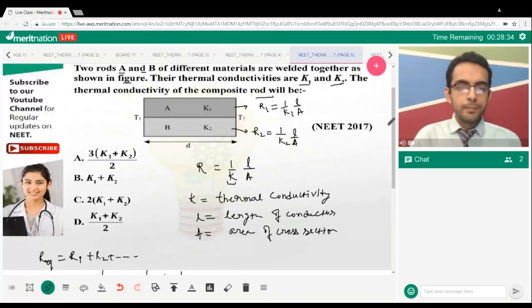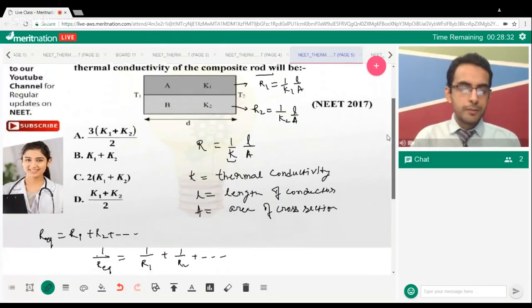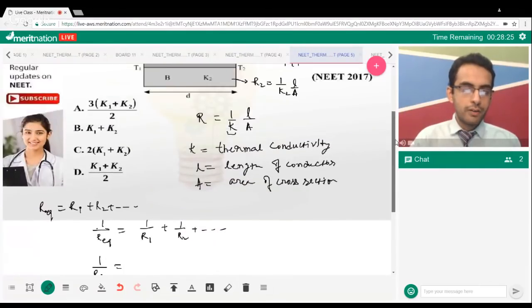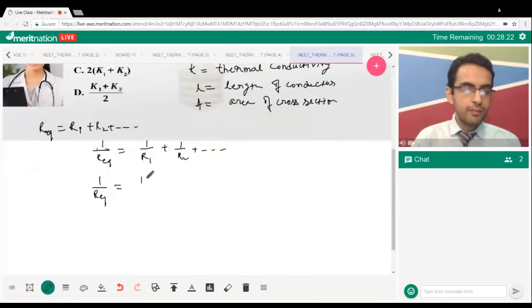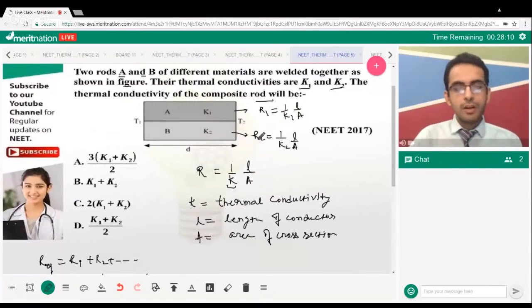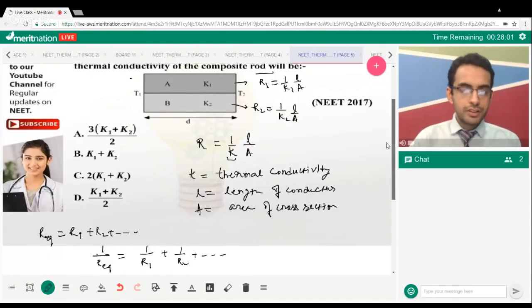So the next thing is we have to find the equivalent resistance. So 1 by R equivalent is equal to 1 by R1 plus 1 by R2. What is 1 by R1? 1 by R1 means K1A by L, and 1 by R2 means K2A by L. So as we have found the value of R1 and R2, we can also find the R equivalent for this complete system of the two rods.